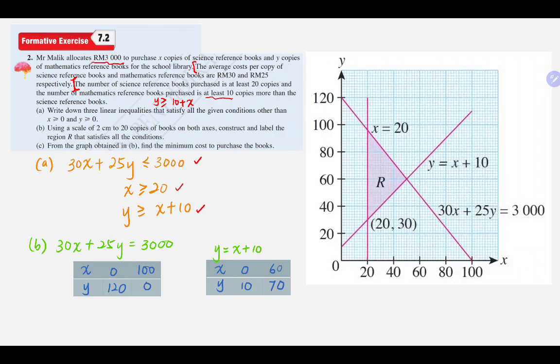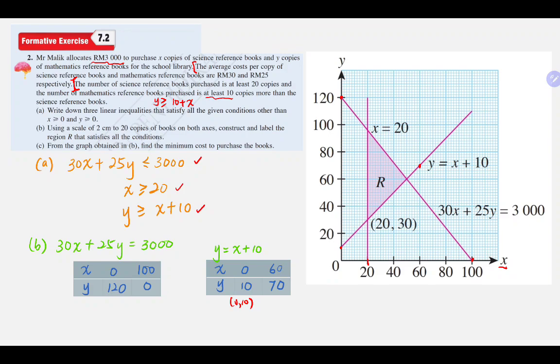So 0, 120, and 100, 0. Make sure you have a long ruler if you want to use the intercept points. Then the second line, x equals 20: go to the x-axis, look for 20, then draw a vertical straight line. Then for y equals x plus 10, we have 0, 10, and 60, 70. 60, 70 is here. So you will see all the 3 lines here.